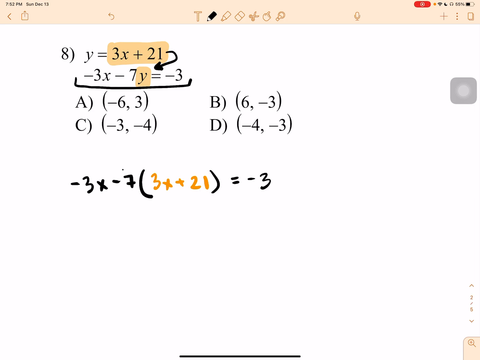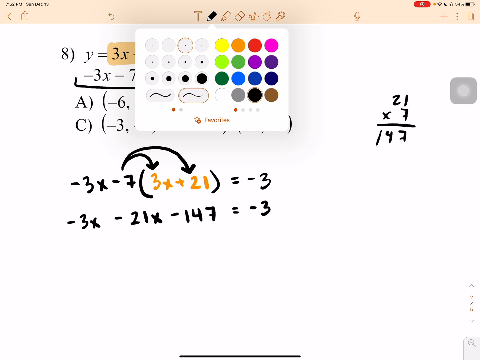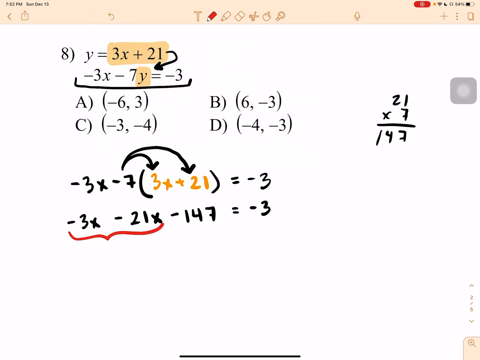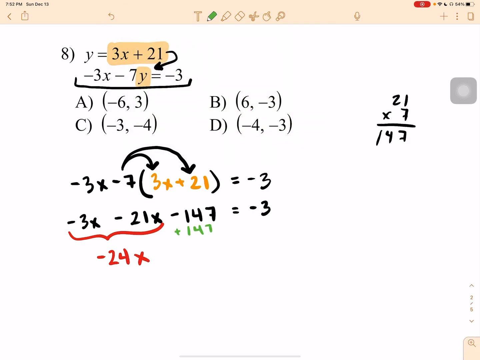The first thing I need to do is distribute, so negative 7 times 3x and negative 7 times 21. So here I have negative 3x minus 21x minus 147, right? 21 times 7, yeah, 147, equals negative 3. Now I see I can combine these two. Negative 3x minus 21x is negative 24x. And then I'm going to add 147 to both sides.